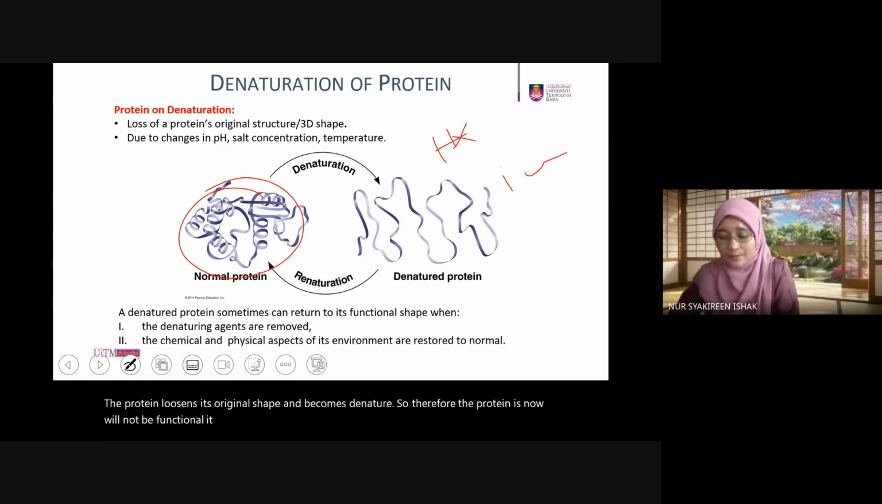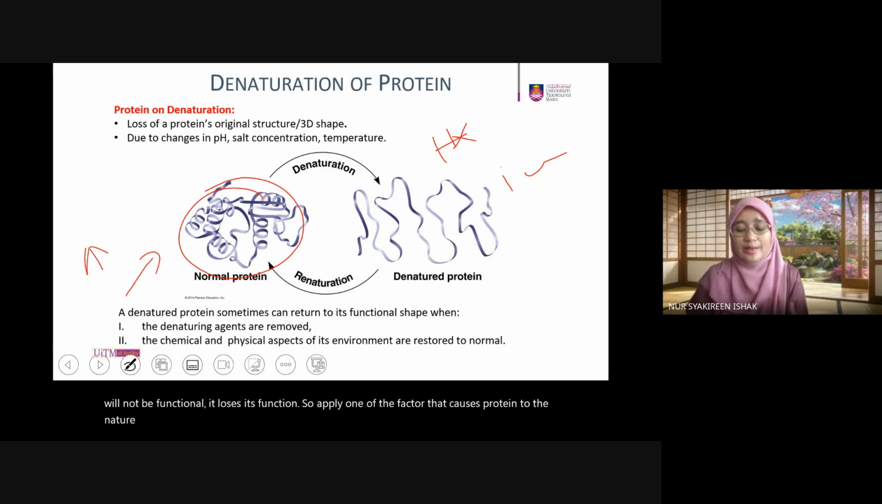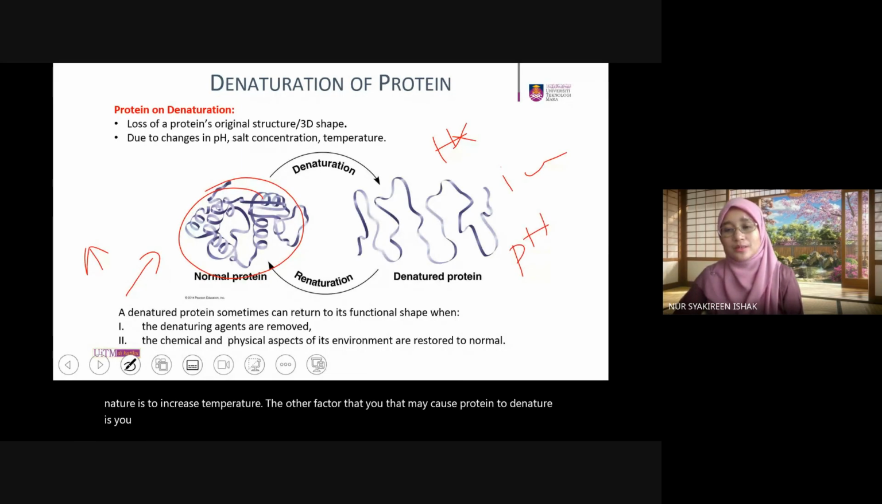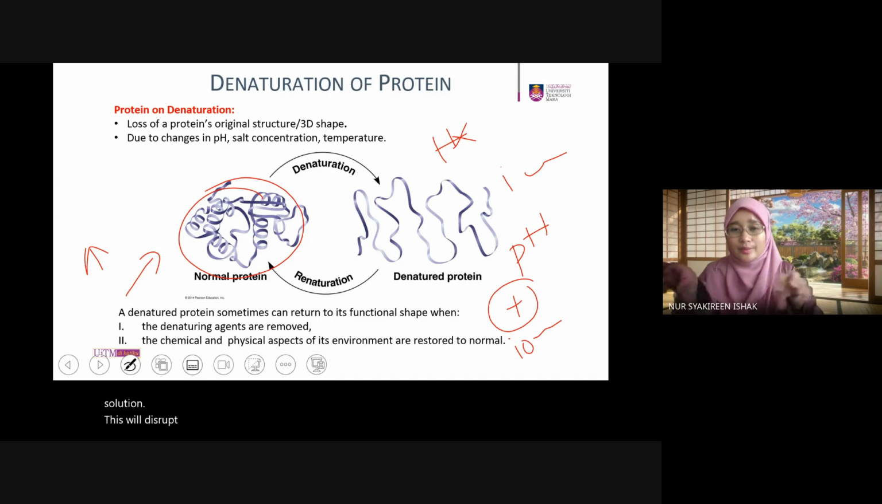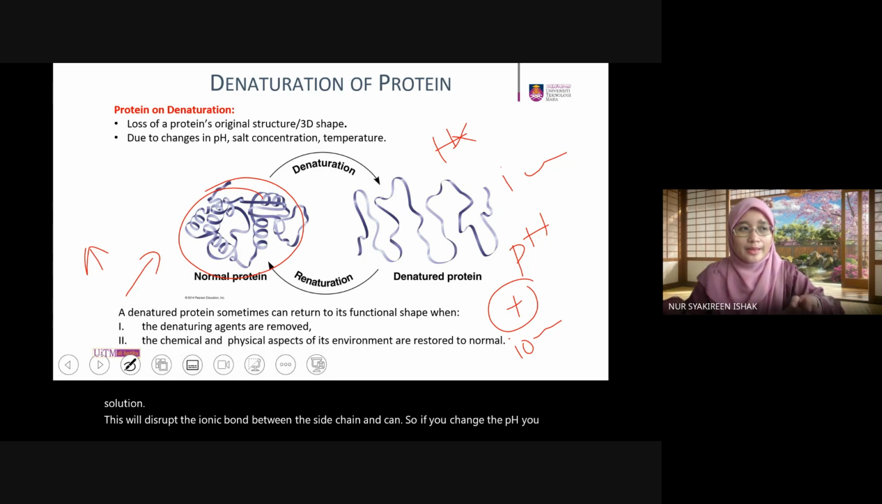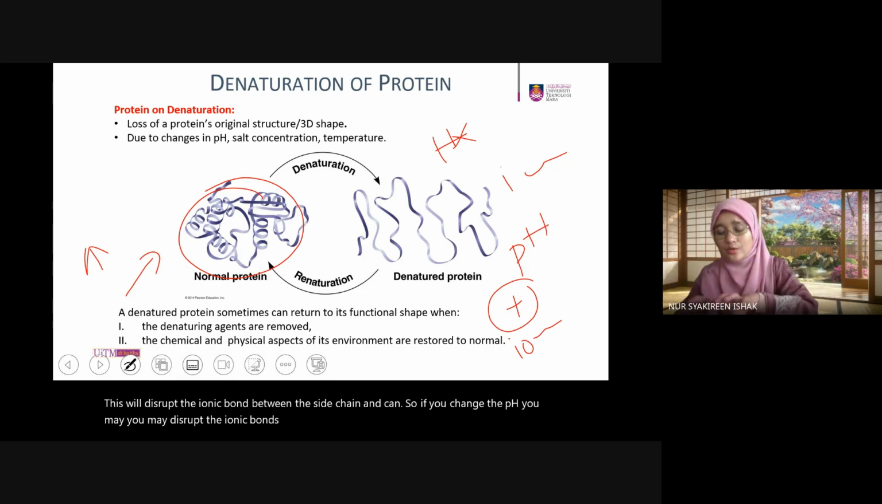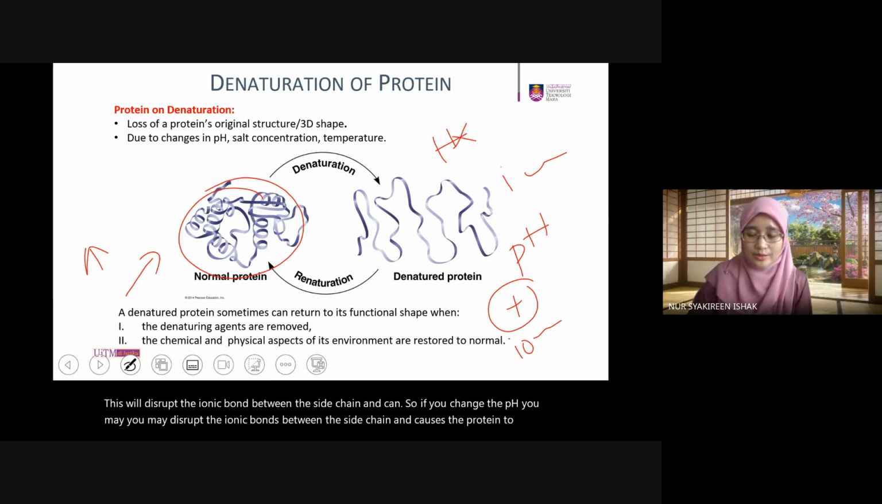It loses its function. So one of the factors that causes protein to denature is increased temperature. The other factor that may cause protein to denature is a change in pH. If you change the pH, you change the charge. You add more hydrogen, for example, you put protein in an acidic solution or a more basic solution. This will disrupt the ionic bonds between the side chains and cause the protein to lose its original shape.